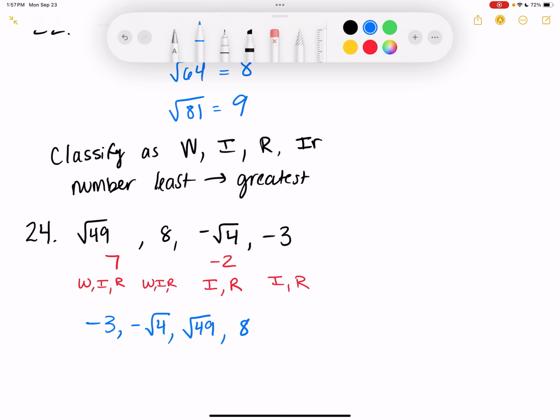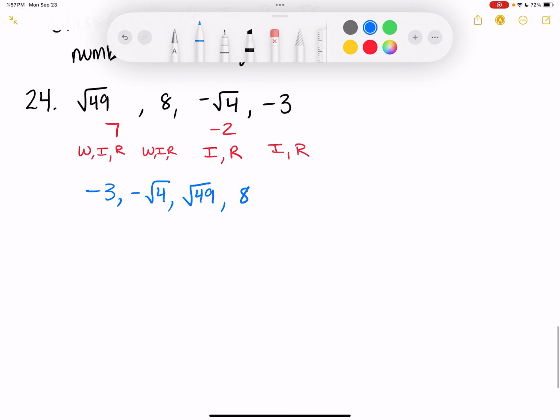Let's see, 28. Negative 8 over 3. Negative square root of 5. 2.6. Negative 1.5. And the square root of 5. You have a question? When we're ordering them, do we have to put them in the square root, or can we just put them as a number? No, put them the way they originally were.